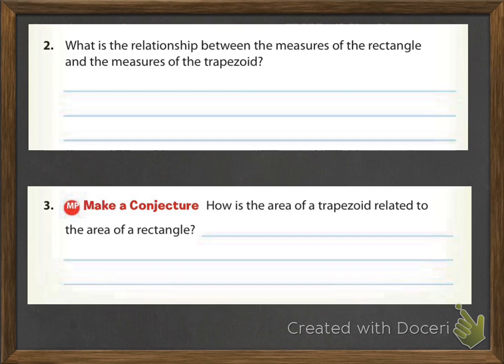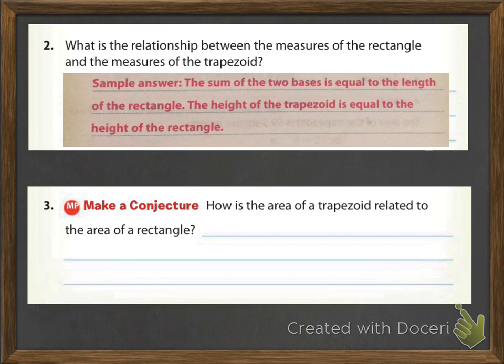It says, what is the relationship between the measure of the rectangle and the measure of the trapezoid? All right, so question number 2 says, what's the relationship between the measures of the rectangle and the trapezoid? While we were doing that problem, we recognized that the sum of the two bases is equal to the length of the rectangle. So you want to make sure you get that copied here. The height of the trapezoid is equal to the height of the rectangle. We talked about that while we were counting the dimensions of the trapezoid and the rectangle.